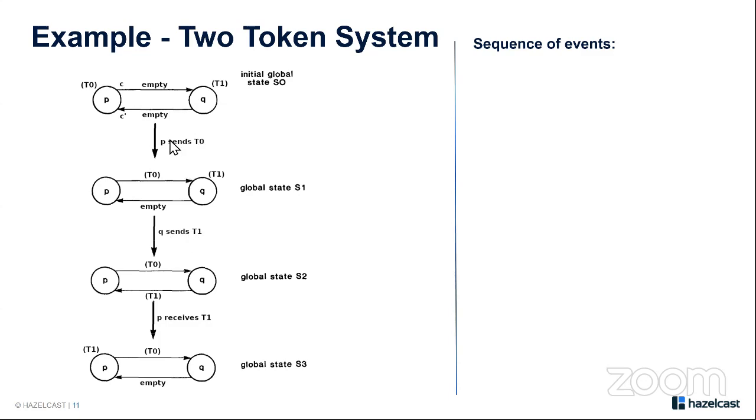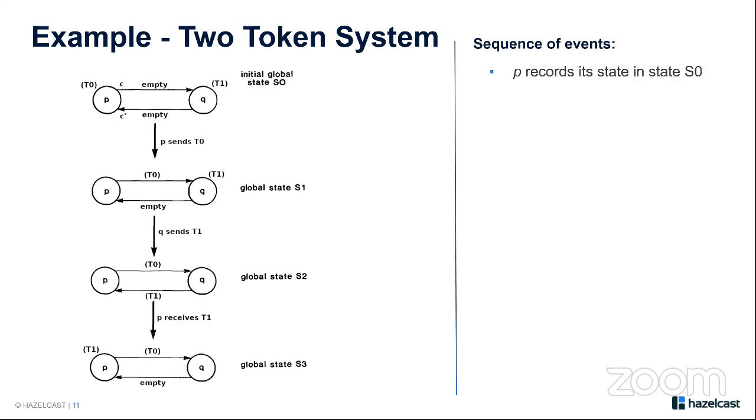We actually have these two events. First is P sends T0. Now the system transitions to this global state. So T0 is in channel C and T1 is still in Q. Now Q sends T1. Now both tokens are in transit. T0 is here, T1 is in C dash. And now P receives T1. So T1 is in P and T0 is in Q. Sorry, in transit.